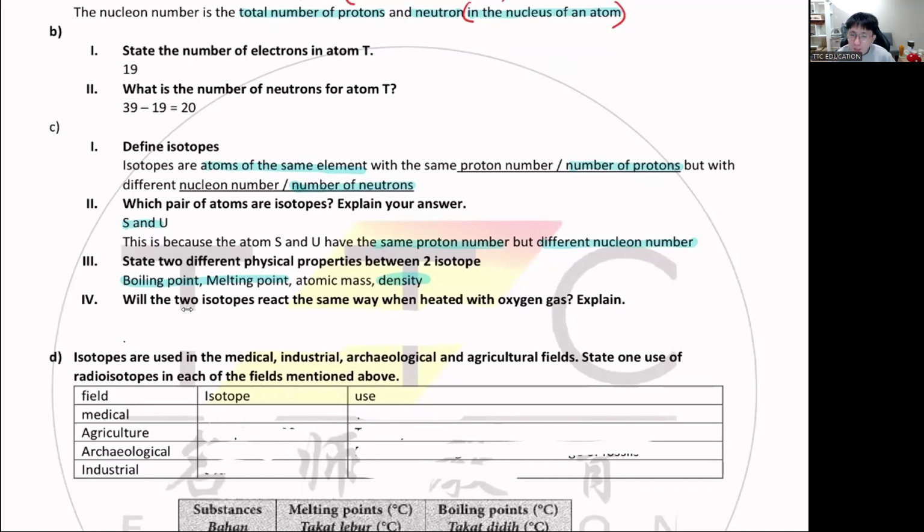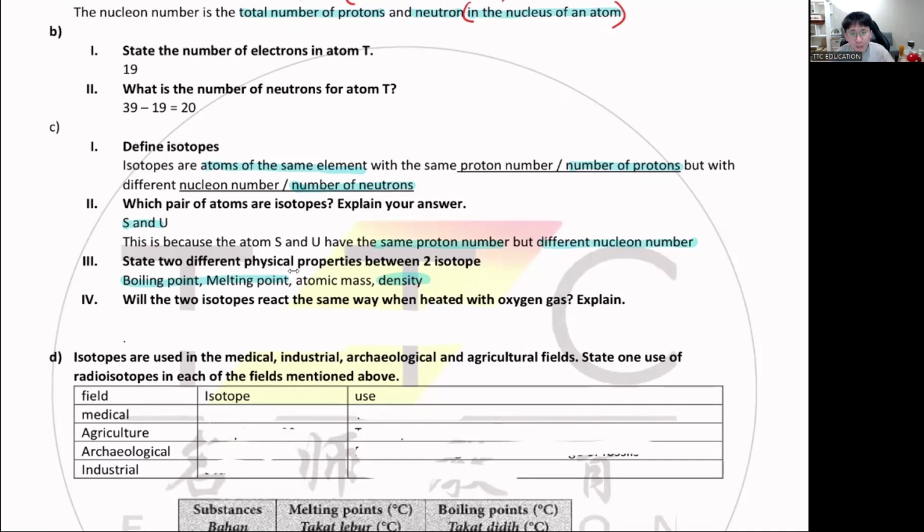Okay, will the two isotopes react the same way, guys? When I ask you whether they react the same way, it's literally asking you about the chemical properties. So how do they react? They will always react the same way. Why? Because they have different physical properties, guys. They always go in opposite ways. So if something has different physical properties, then you always go with similar chemical properties.